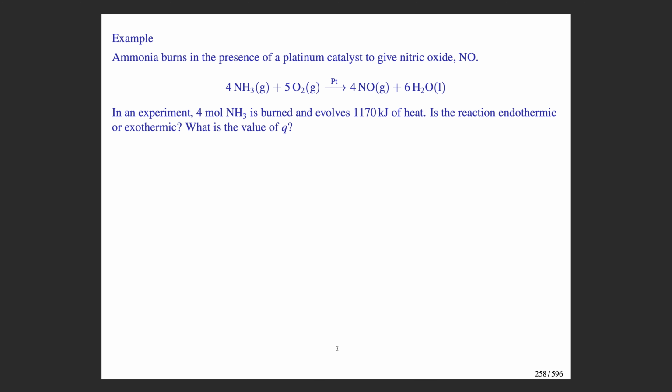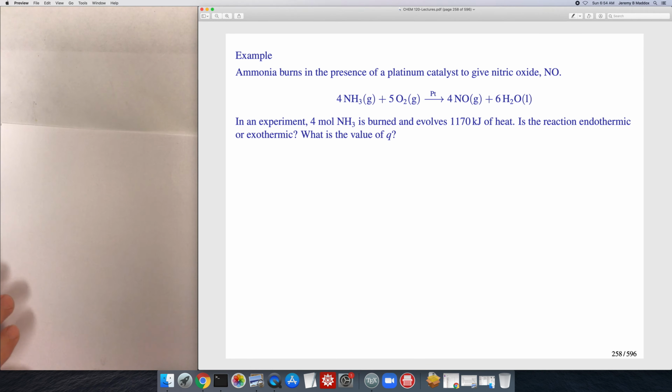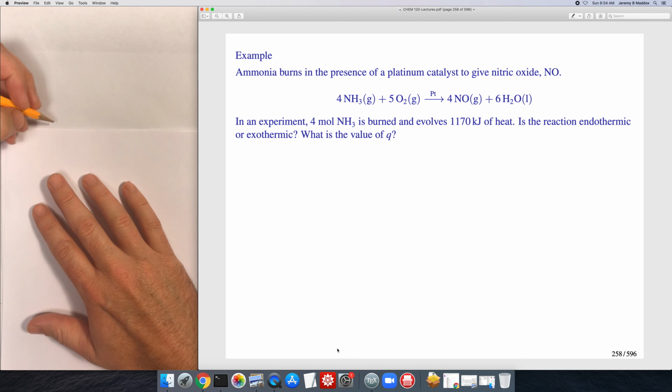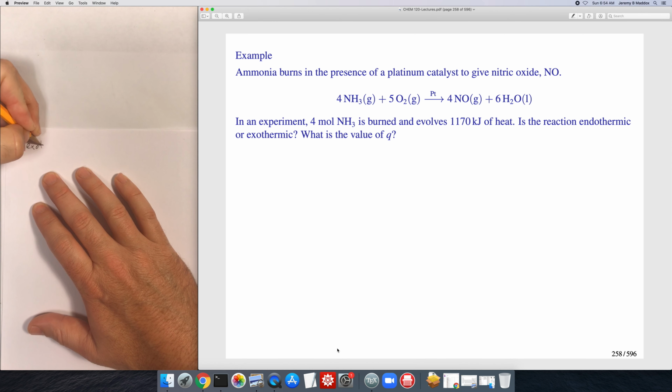Here we have a little problem where we are being asked to comment on the thermodynamics of this reaction. Ammonia is burning in the presence of a platinum catalyst to produce nitrogen monoxide and water. If 4 moles of ammonia is burned and 1,170 kilojoules evolves as heat, they want us to comment: is the reaction endothermic or exothermic, and what is the value of the heat? Well, the word evolves tells us that this reaction releases energy. So this would be an example of an exothermic reaction.